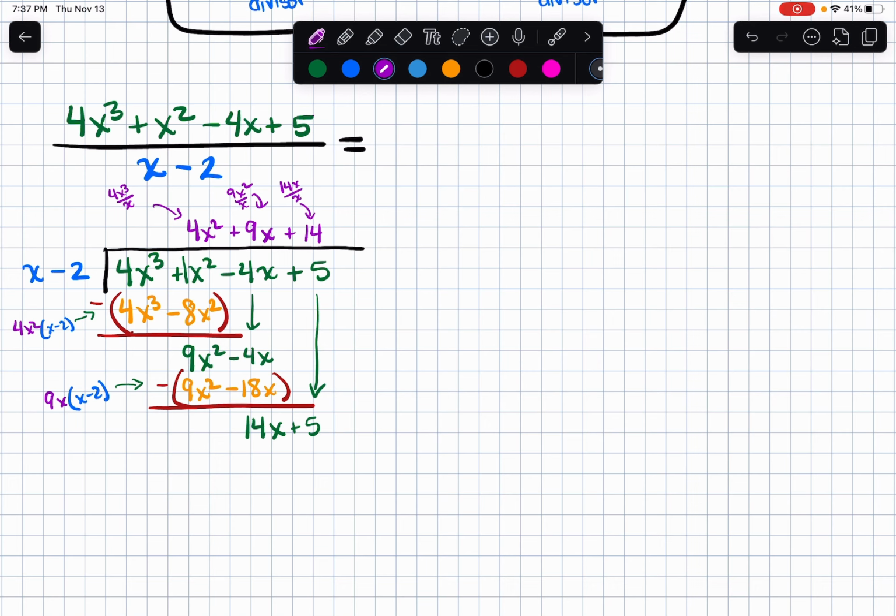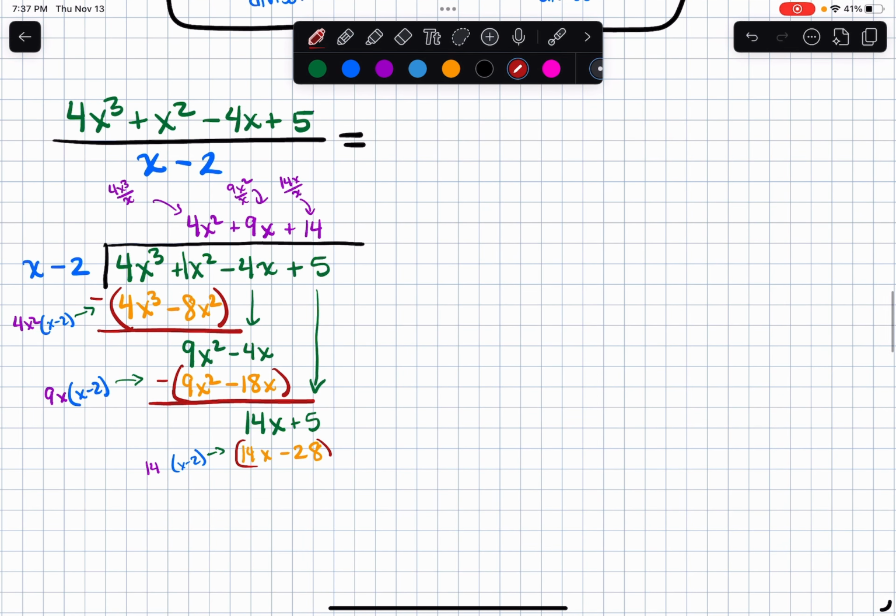If that fits in 14 times, then at this point I'm going to say, okay, if it fits in 14 times, let me remove that from my dividend, see how much I still have left to deal with. So I have 14x, or no, not 14x, 14. This is just 14 times. So 14x minus 28. Going to subtract that from my dividend, see what I'm still left with. So 5 minus -28, that's like 5 plus 28, leaves me with 33.